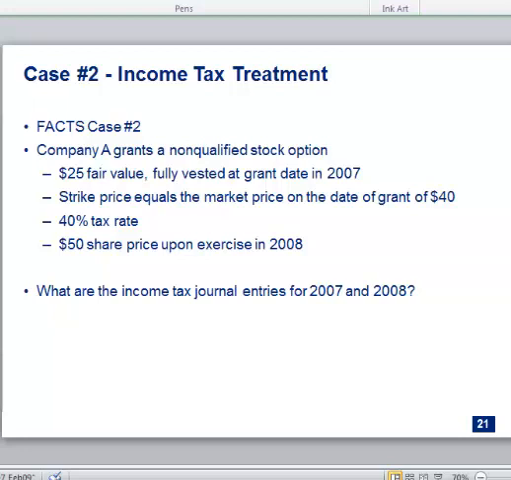Okay, fact number 2. Company grants a non-qualified option. The value of the option is 25 bucks. Stock is worth $40 today. When the exercise happens, it's worth 50. Okay, so Ziad, what do we do in year one or in 2007? What is the journal entry that we book?